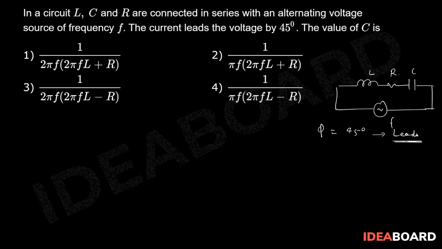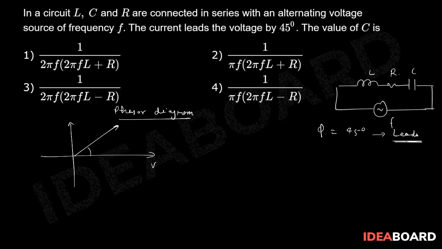So if I draw a phasor diagram, this is our phasor diagram. This will be the voltage, and the current leads the voltage by 45 degrees. That means the current will be in this position, making a 45 degree angle with this.